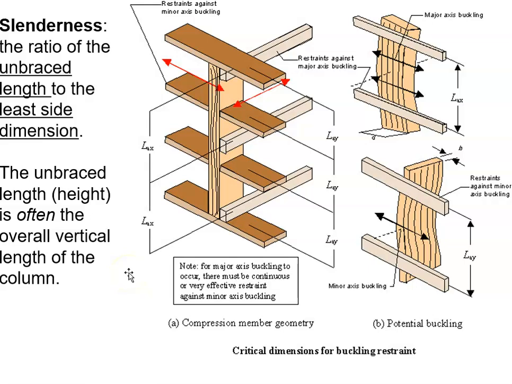And the least side dimension would be the thinner of the two sides. So if a column is a 4x6, then the least side dimension is the 4 inches. So a 4 inch by 6 inch cross section. So we could see, like here, for instance, let's say this is the 4x6, then the least side dimension would be the 4 inches. Okay.